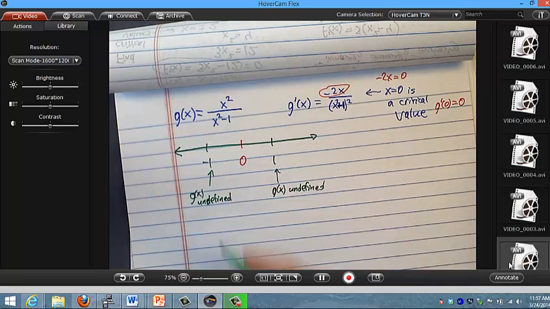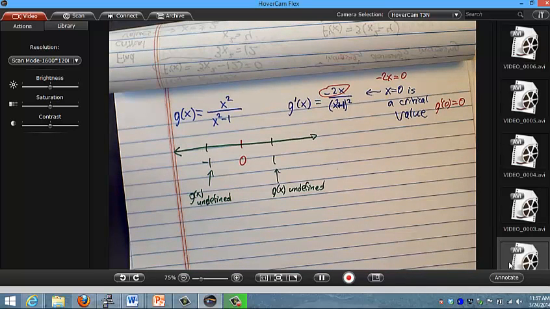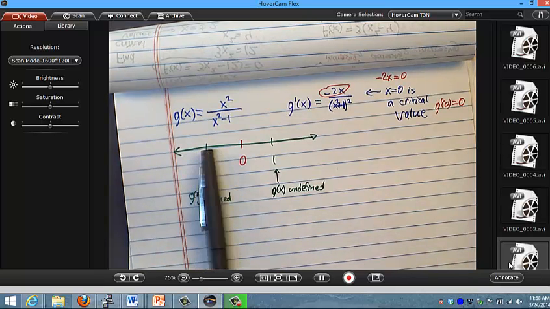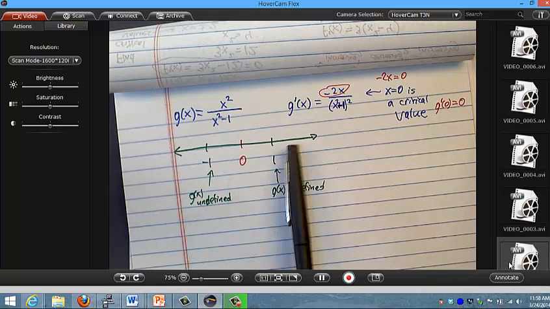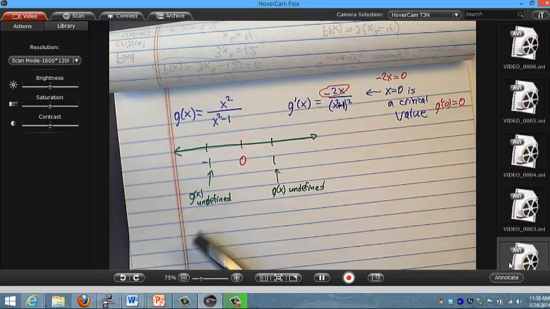So there's actually a little more work to do here. We have to go through. We have to pick a test point for this interval, for that interval, for that interval, and for that interval. Okay? And we want to plug them into G.